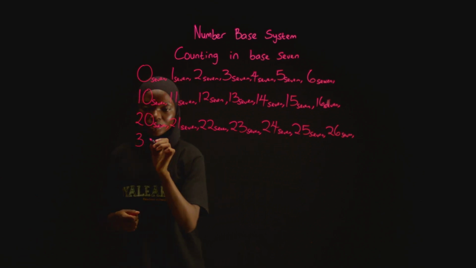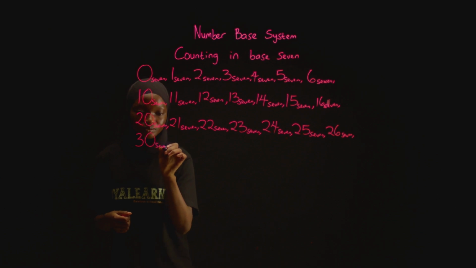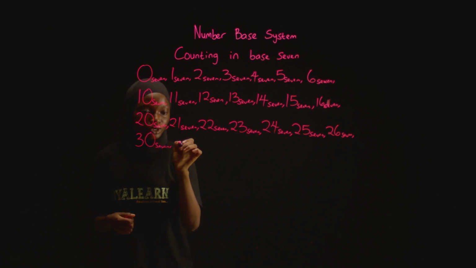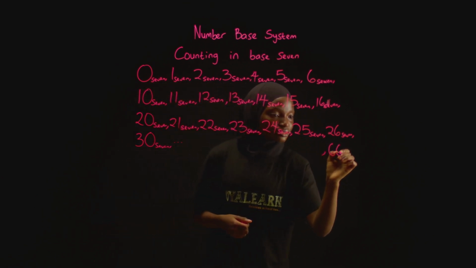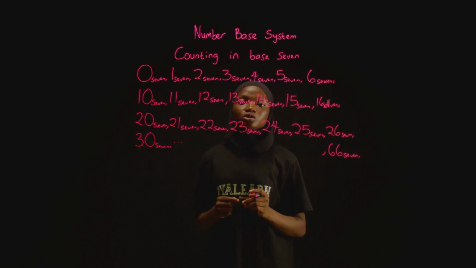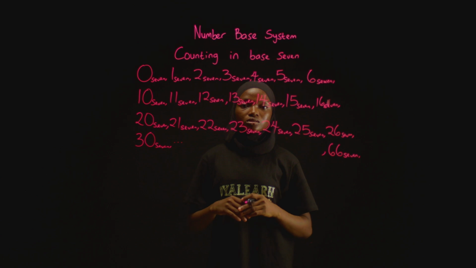Repeat the same procedure again. 0, base 7. And this keeps on going for 2-digit numbers till we have 66, base 7. Which happens to be the highest 2-digit number we can have in the base 7 counting system.